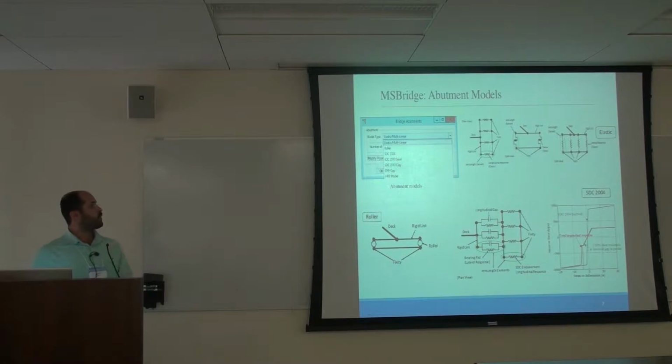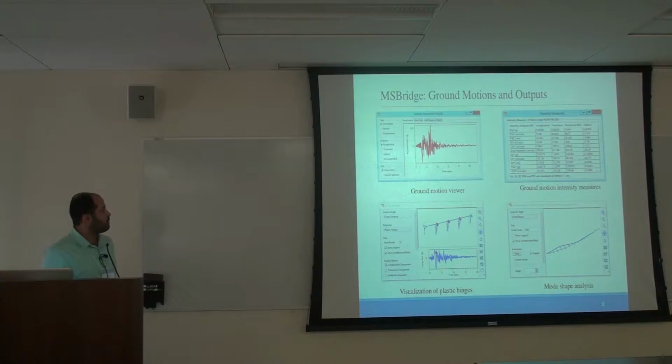Using MS Bridge, we have different abutment models. We can have the elastic, where we have stiffnesses in each direction, longitudinal, transverse, and vertical. We can have roller, where we have infinitely rigid in the vertical direction and free to move in all other directions. In addition, we can have a more complicated abutment model, the seat-type abutment, where we can see the longitudinal gap and the bearing.